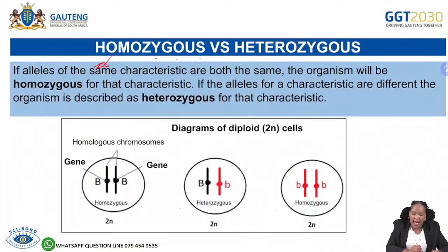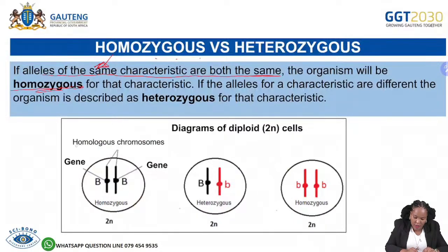Homozygous. Remember, we've spoken about the alleles. We said the alleles are the alternate forms of a gene for a particular characteristic. Meaning, you may find that there is short and tall. But let us use this example that we have here. Homozygous is a state where alleles of the same characteristic are both the same. Then the organism will be said to be homozygous.